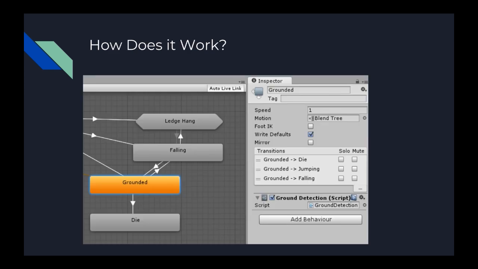So how does it work? In Unity, the basic way you do it is you have an animation state, and then from that animation state you have transitions, which would be your edges, your directed edges, to other nodes or other states in the animations. And when you want to transition, you can call that, and it'll allow you to transition smoothly into the other animations.